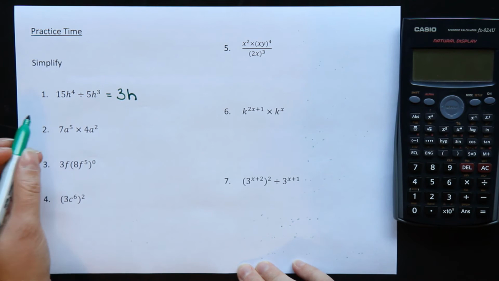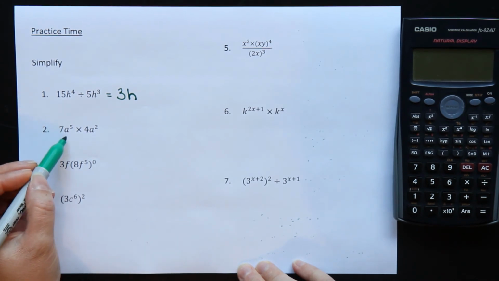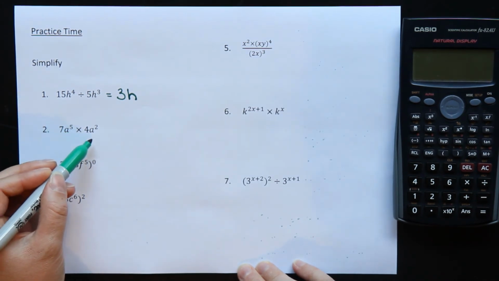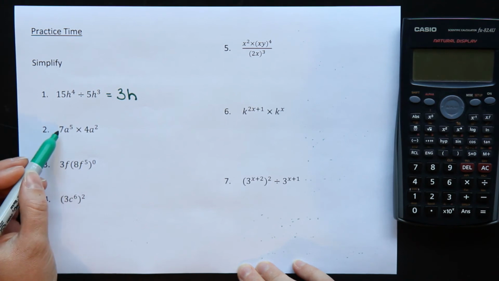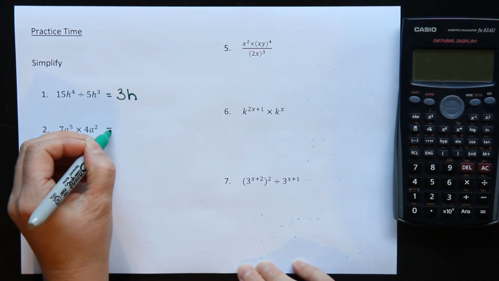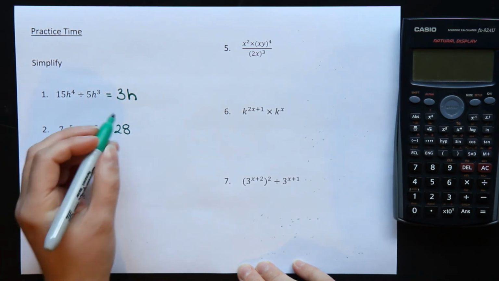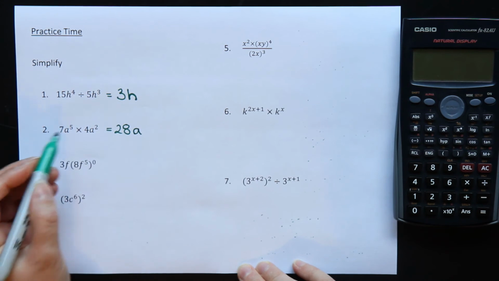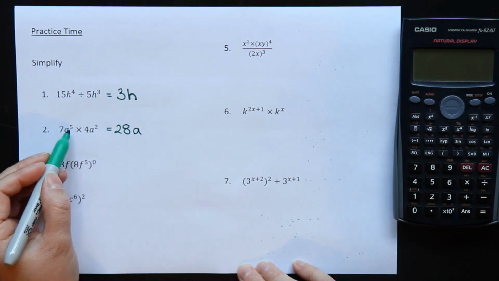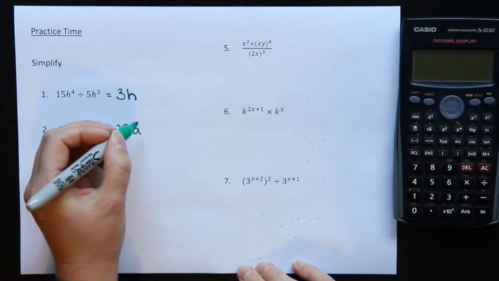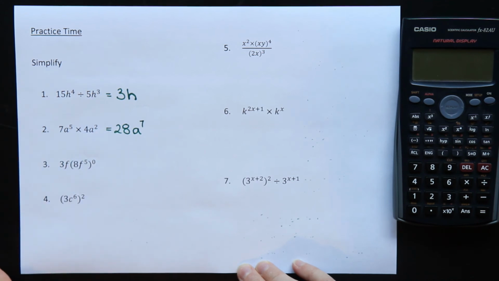So question 2. 7a to the power of 5 times 4a squared. Okay, so we're timesing, so we times the numbers at the front. 7 times 4 is 28. A is the base of both of those, and when you times, you want to add the powers. 5 plus 2 is 7, sorry.